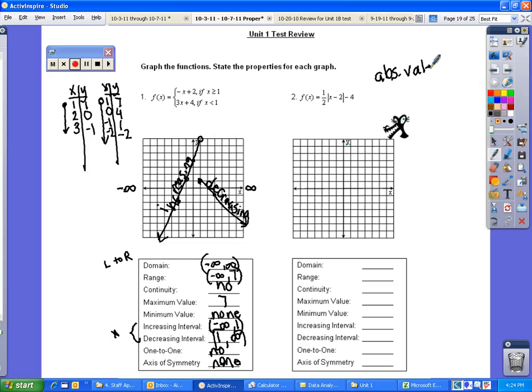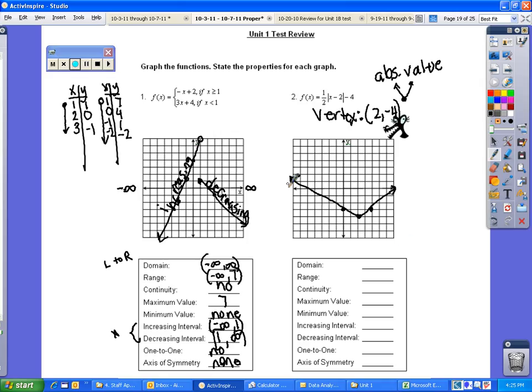So therefore, I know that it's going to be a V-graph, so I'm going to have to identify that vertex. So the vertex of this graph is at 2, the opposite of negative 2, which is 2, and then you keep the negative 4. So 2, negative 4. I'm then going to use my slope of up 1 over 2 to graph the next 2 points in both directions, and then complete my graph.